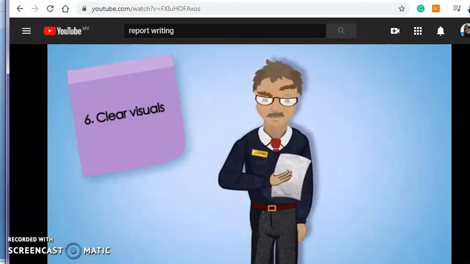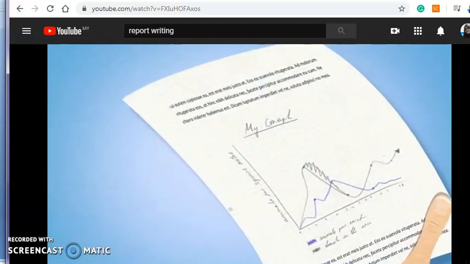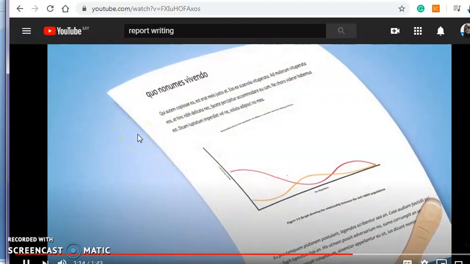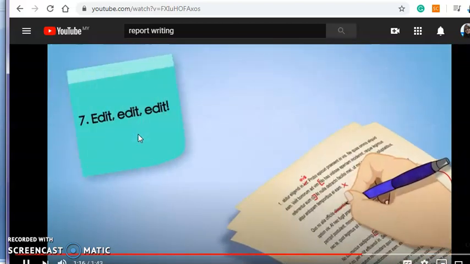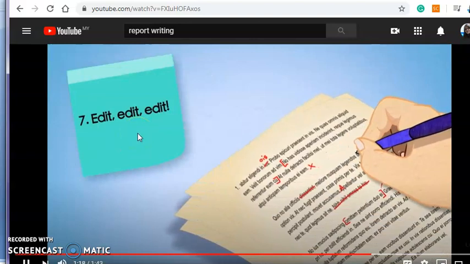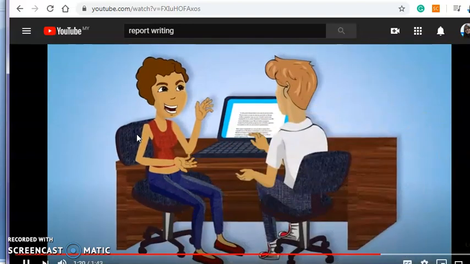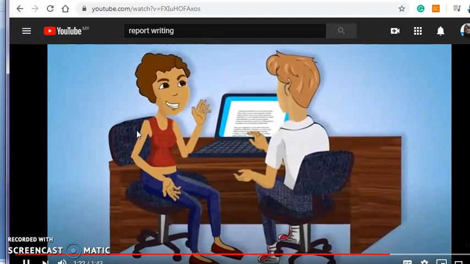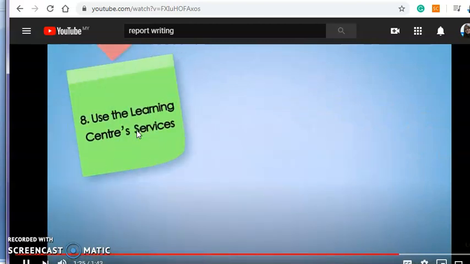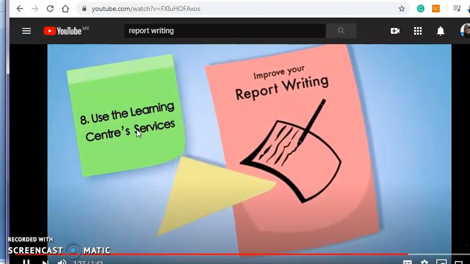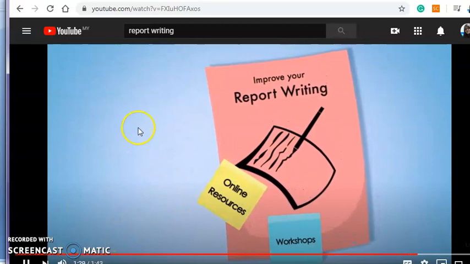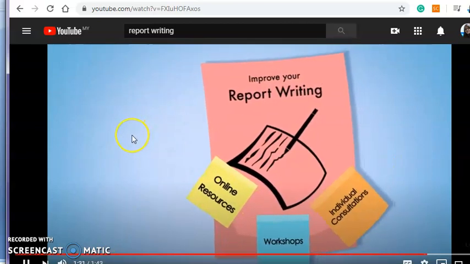Clear visuals are important in reports. Make sure they are all linked to the text and have useful descriptive caption. Carefully edit and proofread your report. The best writing comes from rewriting. Feedback from peers can also be helpful. If you need help with report writing, remember that the Learning Center has great online resources and offers workshops and individual consultations.